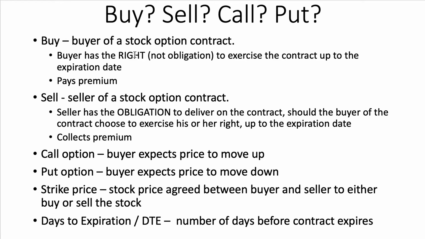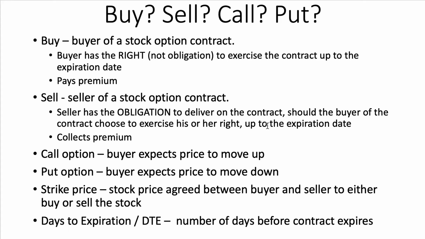So the buyer has the right, not the obligation, to exercise the contract up to the date of expiration. The buyer pays a premium. The opposite to that is the seller of the option contract. The seller has the obligation to fulfill the contract, to deliver on the contract, if the buyer decides to exercise his or her rights.